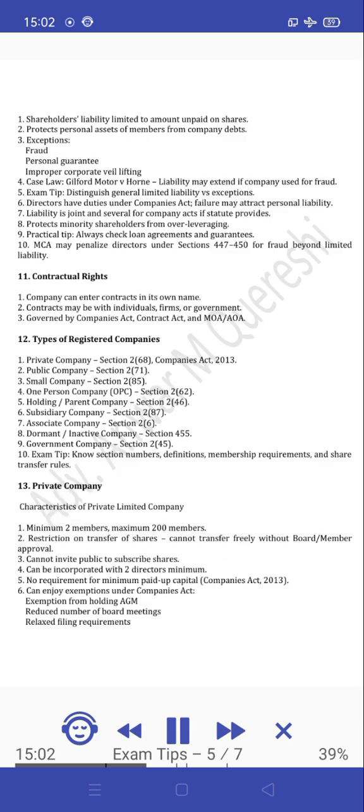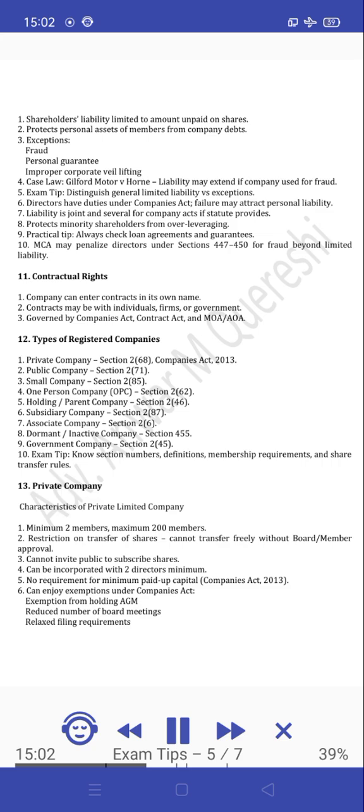10. Limited liability. 1. Shareholders' liability limited to amount unpaid on shares. 2. Protects personal assets of members from company debts. 3. Exceptions. Fraud. Personal guarantee. Improper corporate veil lifting. 4. Case law. Gilford Motor vs. Horne. Liability may extend if company used for fraud. 5. Exam tip. Distinguish general limited liability versus exceptions.